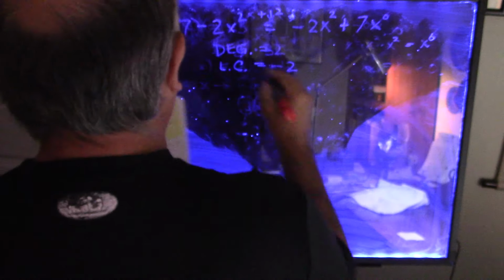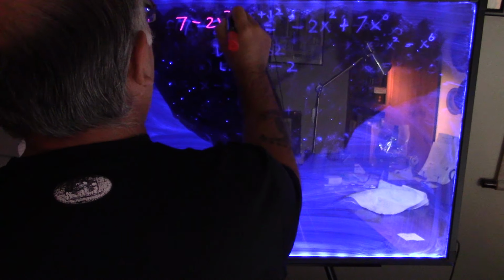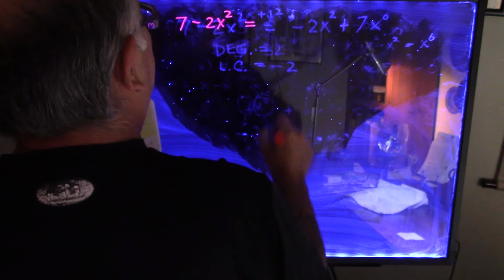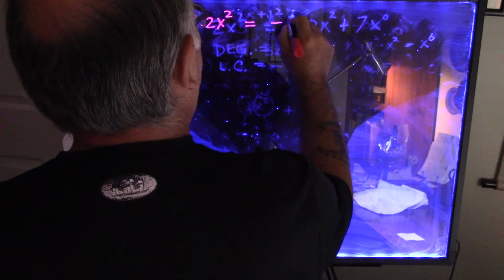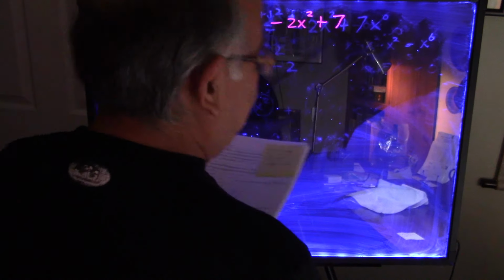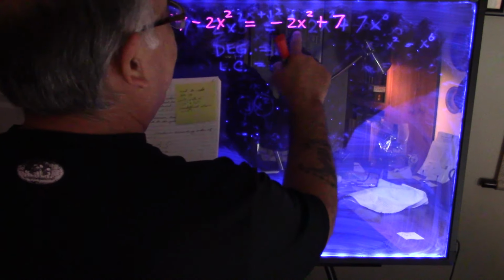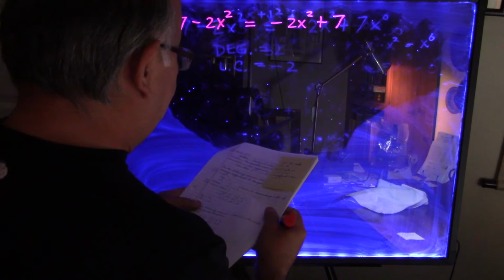Okay, number 13. For the following exercises, find the degree and leading coefficient for the given polynomial. So we've got 7 minus 2x squared. Now if you prefer, you can write it like this: negative 2x squared plus 7, using the commutative property of addition. All right, so that might make it more clear as to what you need to do.